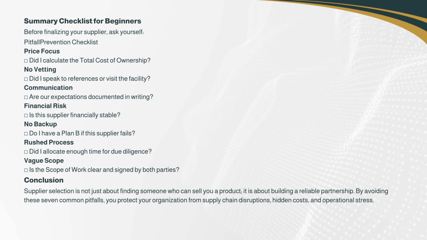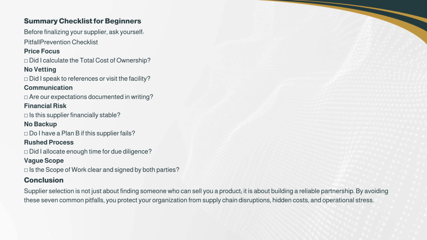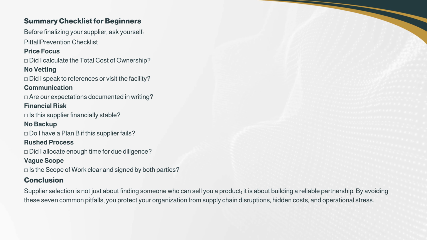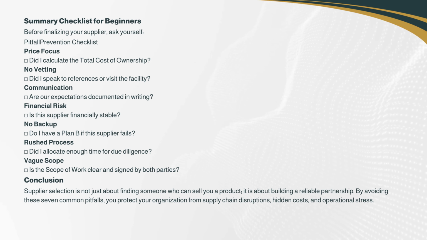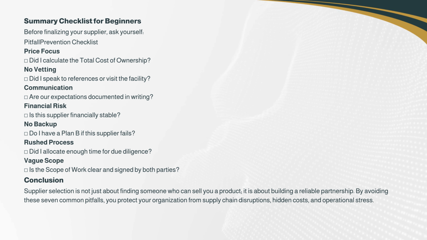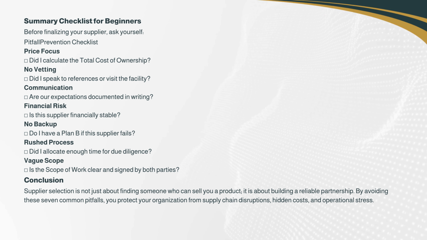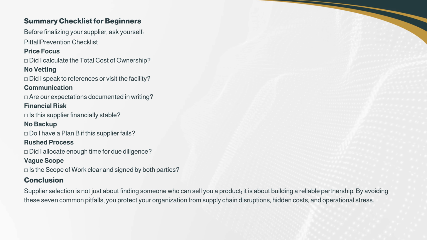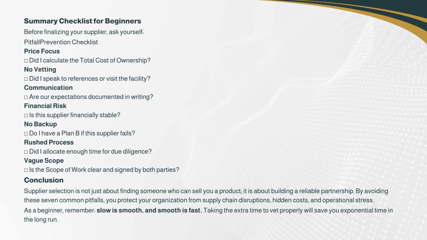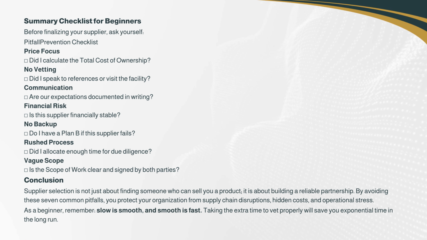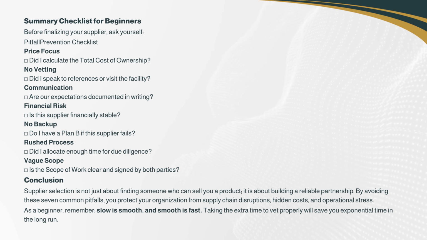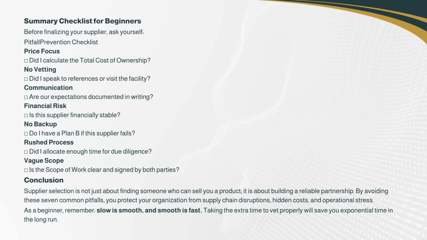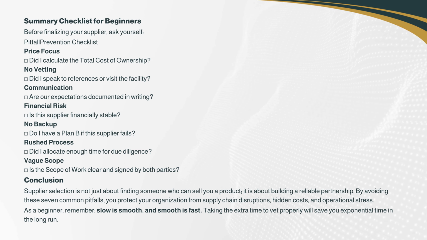Conclusion: supplier selection is not just about finding someone who can sell you a product, it is about building a reliable partnership. By avoiding these 7 common pitfalls, you protect your organization from supply chain disruptions, hidden costs, and operational stress. As a beginner, remember, slow is smooth, and smooth is fast. Taking the extra time to vet properly will save you exponential time in the long run.